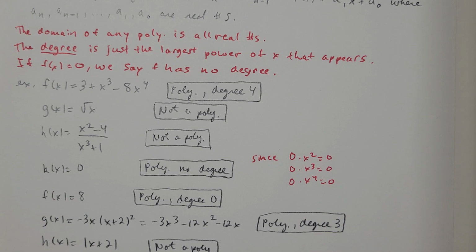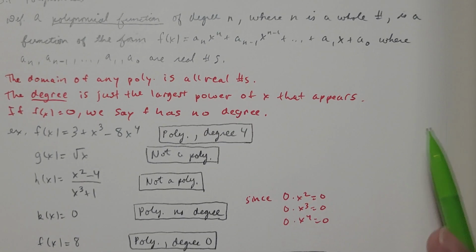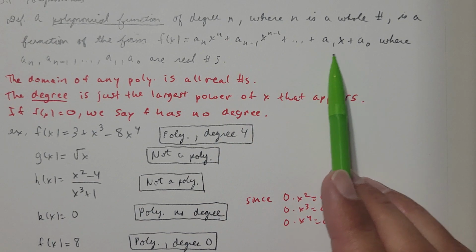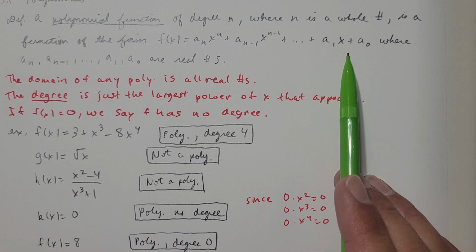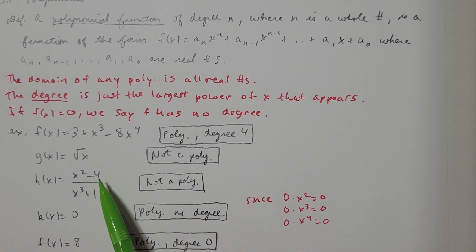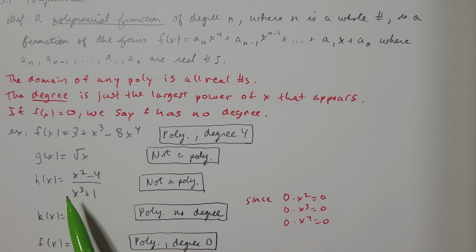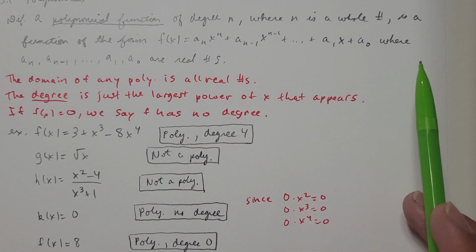Here's another example. So what if we had the function h of x equals x squared minus 4 divided by x cubed plus 1? Okay, well, we're not in polynomial form. We're not in the form where we're adding up a bunch of stuff here. Now, there's going to be several examples where we're not in polynomial form, but we do have a polynomial. Okay, so the next question is, can I get this function into polynomial form?